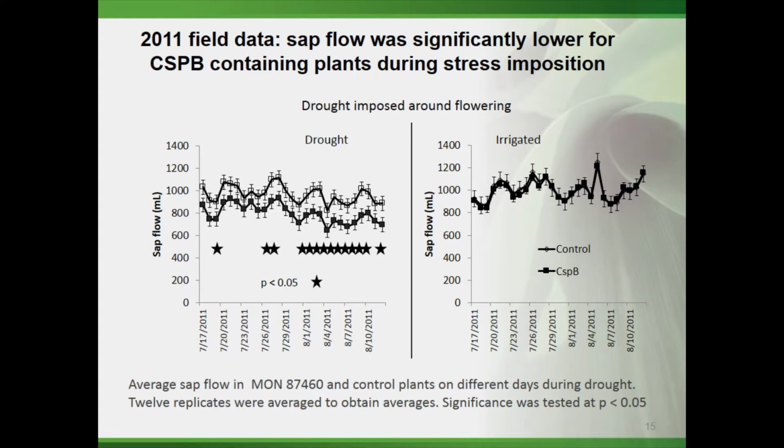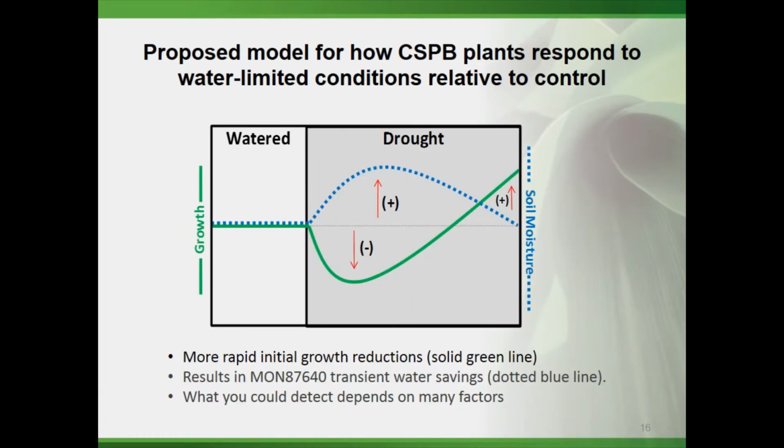And there are no differences that we could detect under normal irrigated conditions, and we also did tests in rain-fed fields where we had plenty of rain, and again we didn't see any difference whatsoever. So again, this data confirmed that the first response is very rapid, and most likely plants continue to grow at a better rate later on as an adaptation to stress due to the presence of the CSPB protein.